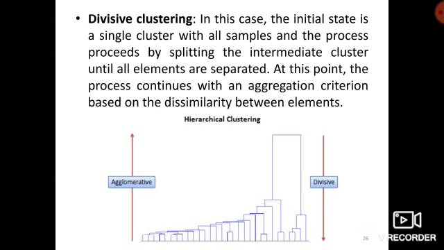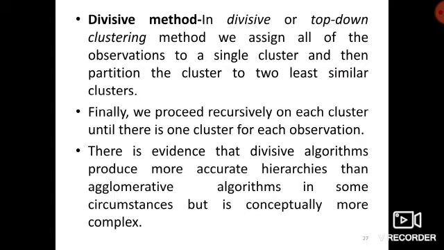So in this way agglomerative clustering happens. Now there is another type of clustering: agglomerative versus divisive. In divisive clustering, the initial stage is a single cluster with all samples, and the process proceeds by splitting the intermediate clusters until all the elements are separated. At this point, the process continues with the creation of clusters based on the dissimilarity between the elements. The major difference is that agglomerative clustering is based on the distance between two different clusters, while divisive clustering is based on the dissimilarity between two elements.